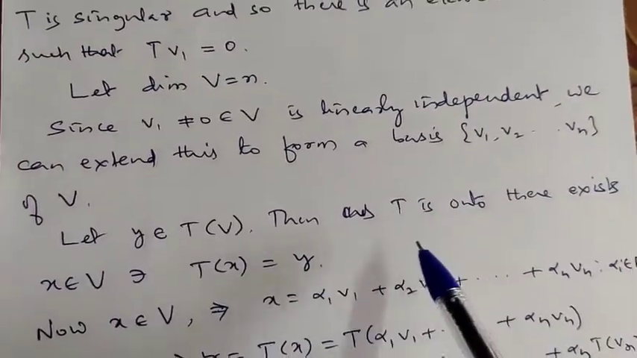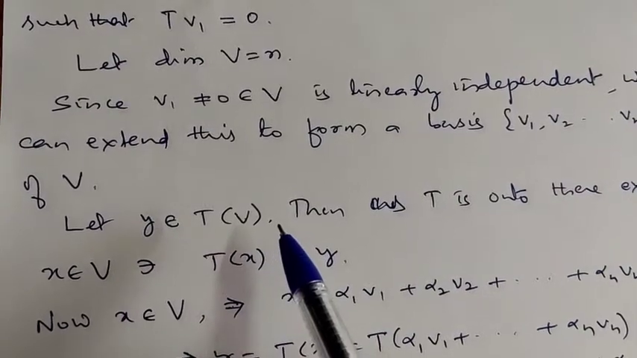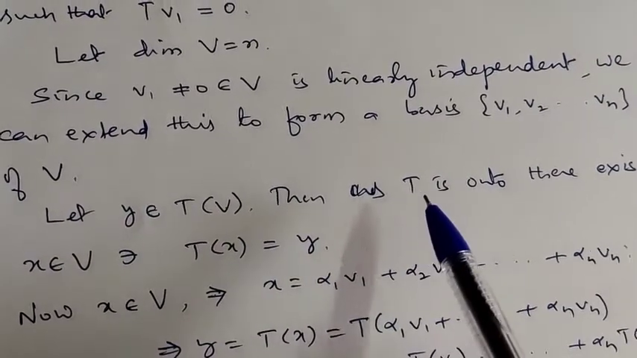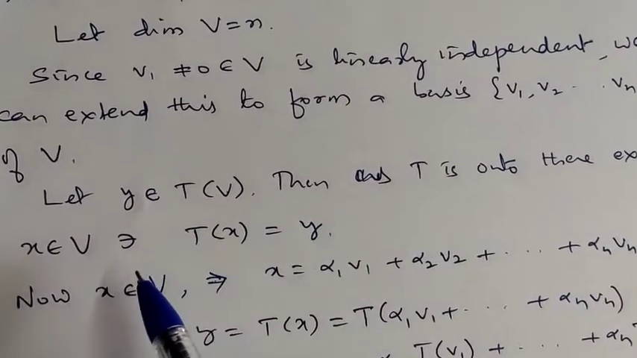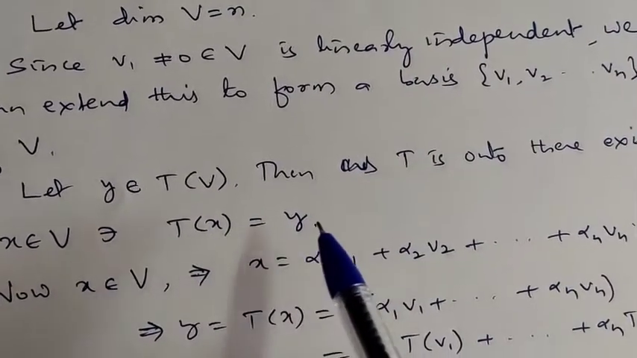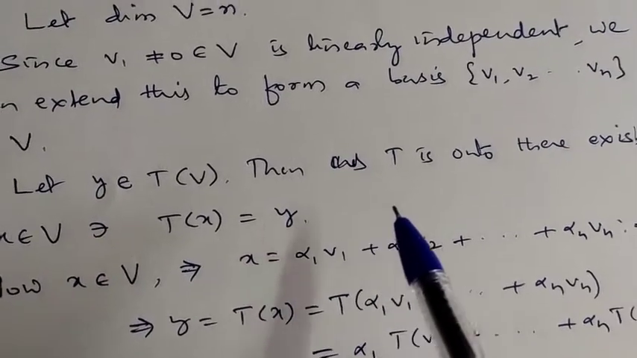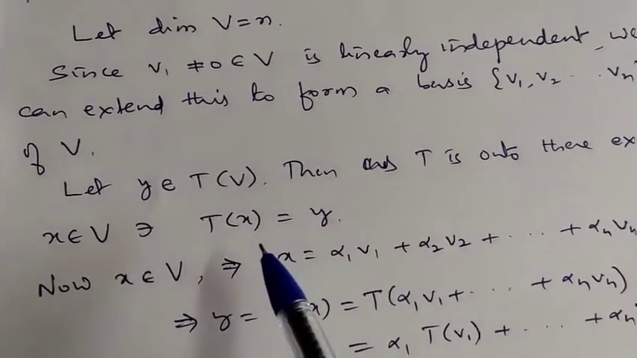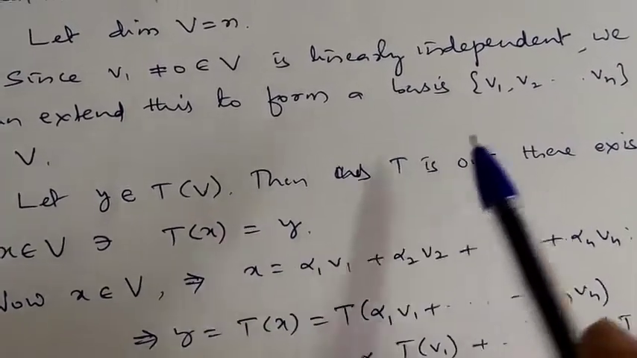Now let Y belong to T of V. Then we have assumed that T is onto. If Y belongs to T of V, there exists some element X belongs to V such that T of X is equal to Y, by definition of ontoness. Now X belongs to V, and V1, V2, and so on up to Vn is a basis for V.